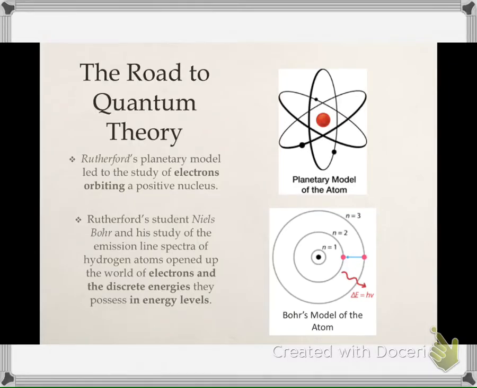Okay, so before we start on the quantum mechanical model, it's important that we reflect on what we have covered and what we do know up to this point. So Ernest Rutherford performed the gold foil experiment.